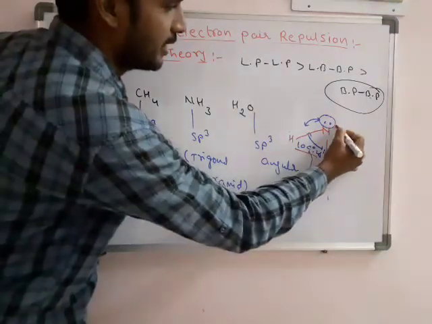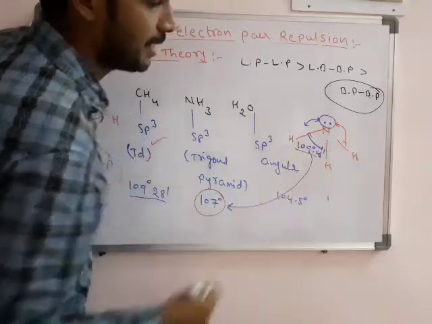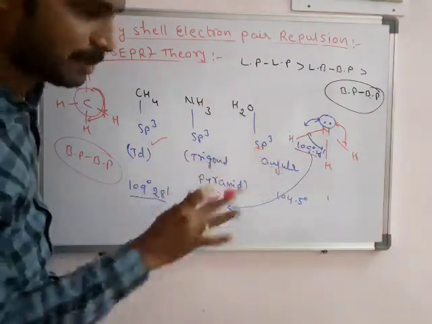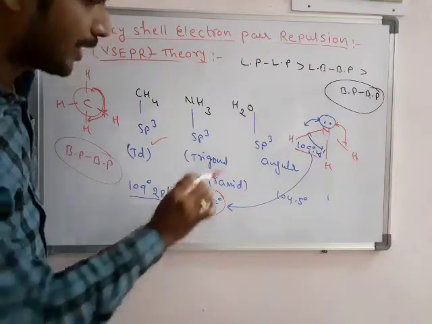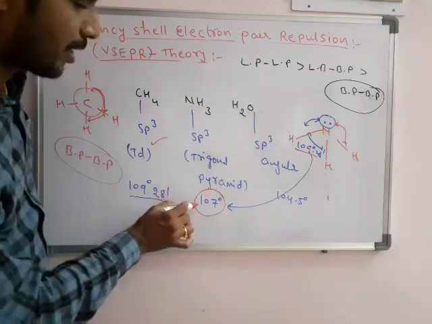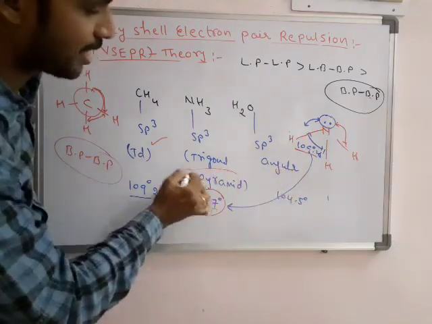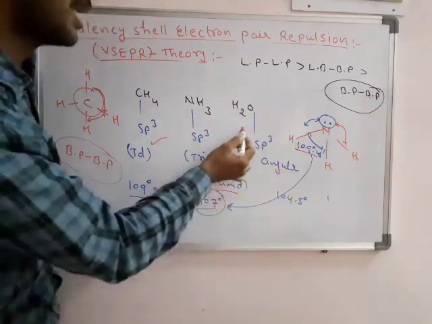So in this case too, it is LP-BP repulsion. Due to the LP-BP repulsion, BP are negligible. So because of LP-BP repulsion the bond angle changed from 109 degrees and the shape also became trigonal pyramidal. Here also in H2O.